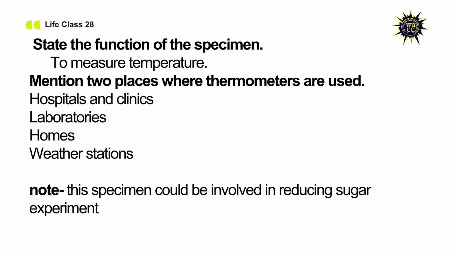And also you need to note that this specimen could be involved in reducing sugar experiments. Yes, because when you carry out reducing sugar, you need to insert the thermometer into the beaker while the water is heating. But then it still brings us back to the fact that we were not asked to provide a Bunsen burner for any reducing sugar experiment. But let's see how it goes.